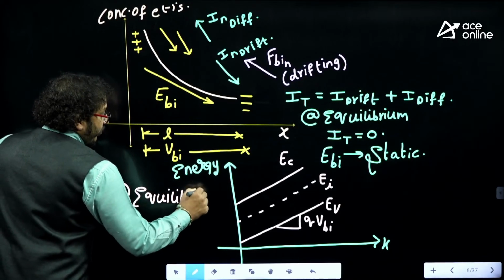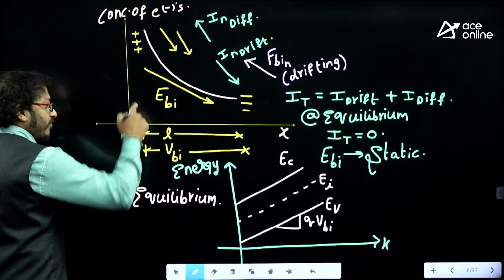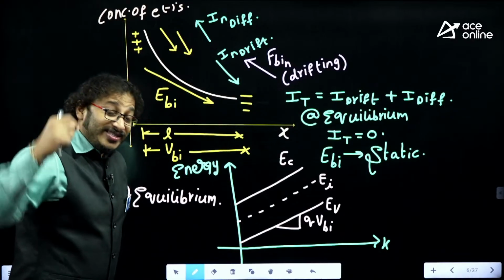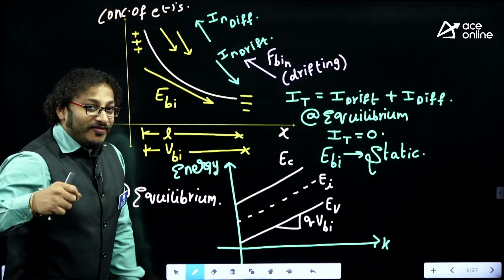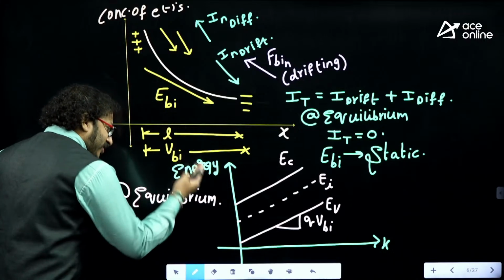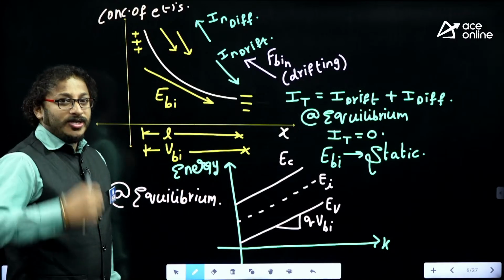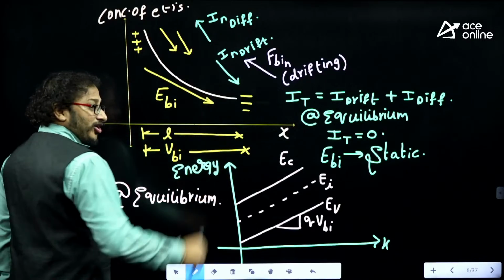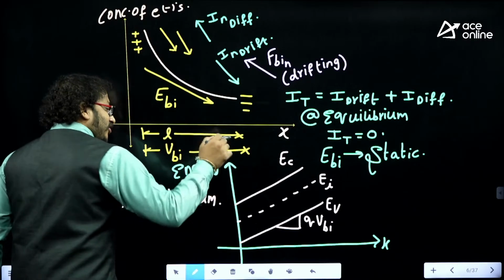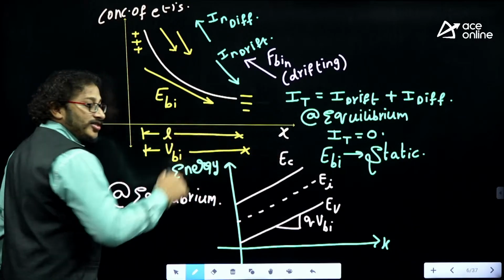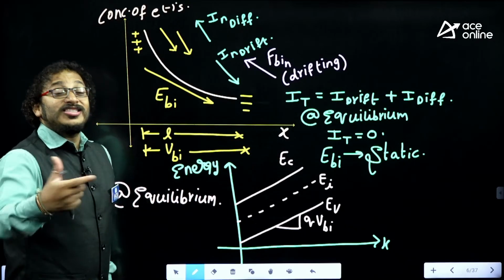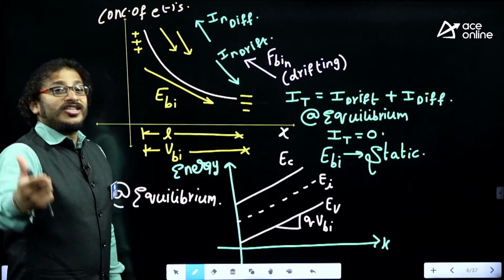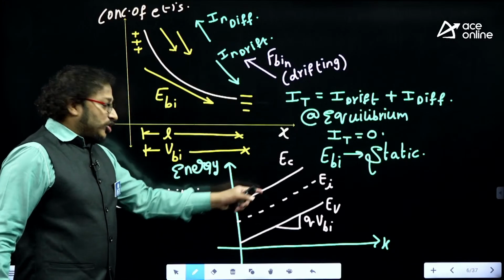Why? Because at equilibrium, voltage is constant. At equilibrium, electric field is constant. Electric field is there, and that electric field is stable. So what this is showing, even at equilibrium, right side electron has high energy, left side electron has low energy, which indicates electron can easily propagate from high energy to low energy because of energy gradient, because of potential gradient. That is what this is showing.